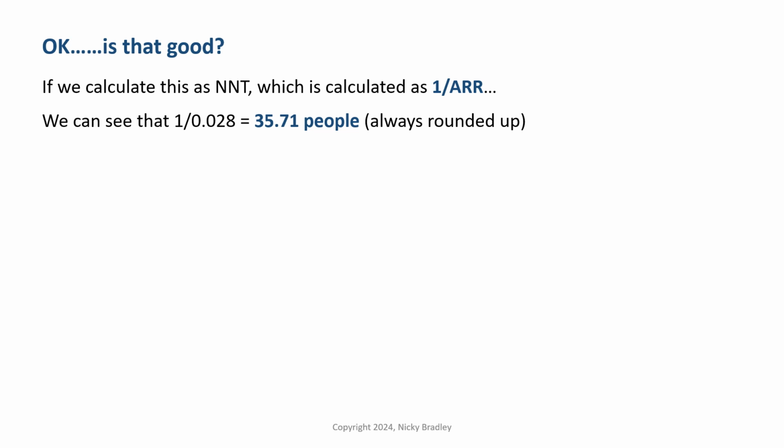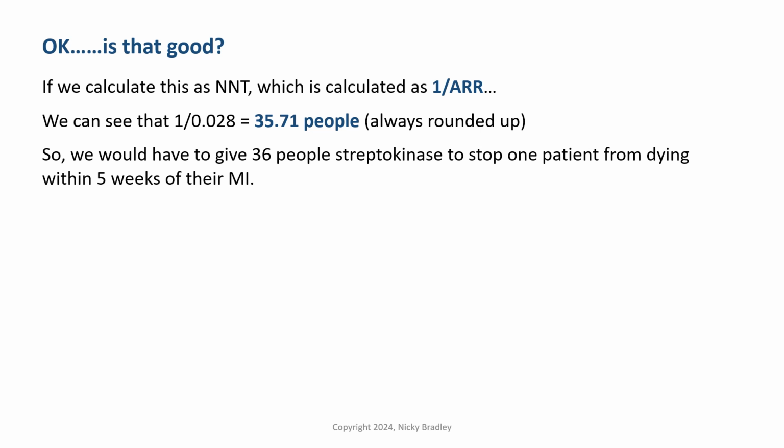What we're talking about here is 35.71 people. Obviously, we can't have 0.71 of a person, and even if it had come out as 35.1, we always round it up. So, of course, rounded up, we're going to get 36 people. So what we're saying here is that we would have to give 36 people streptokinase to stop one person from dying within 5 weeks of their MI.